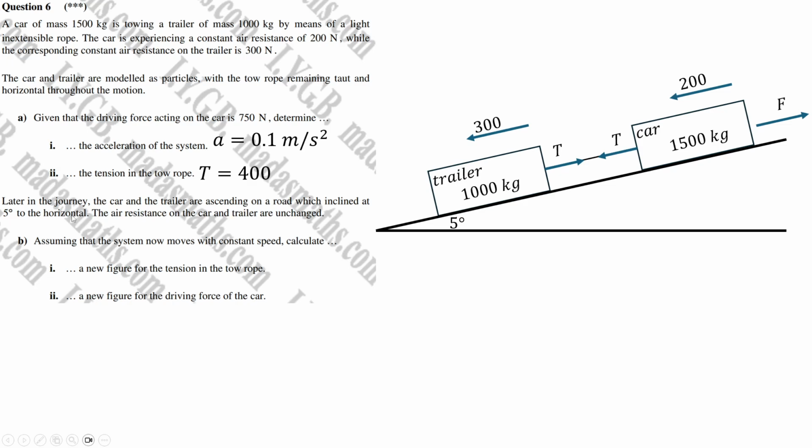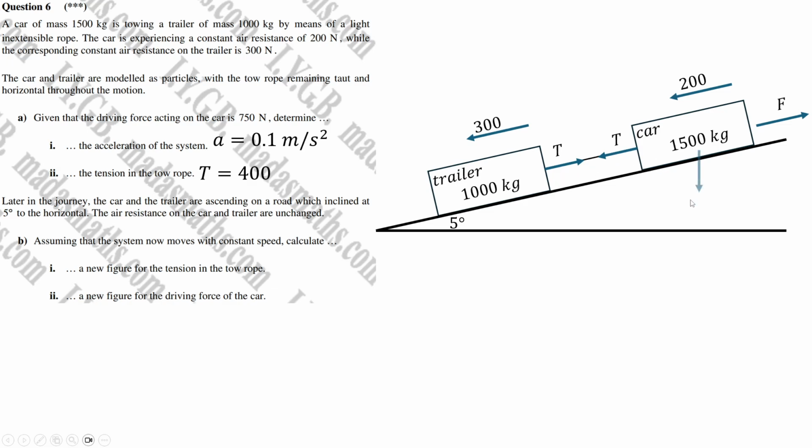Now we've got this other situation where it's inclined at 5 degrees to the horizontal. So it looks something like this, and it's ascending uphill, which means we've got a new force acting, and the car's pushing, and we've got the same resistance forces, which is what the question says. System moves with constant speed, and one thing to point out is the acceleration of this one will be equal to the acceleration of this one, and the velocity of this one will be equal to the velocity of that one because they're connected.